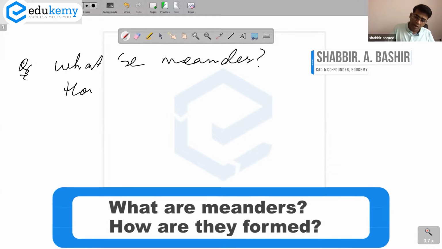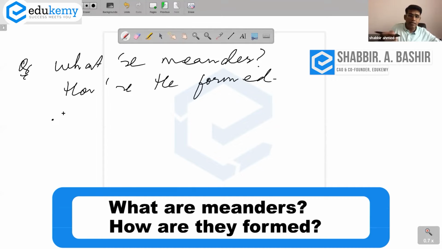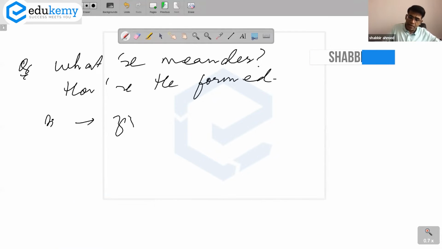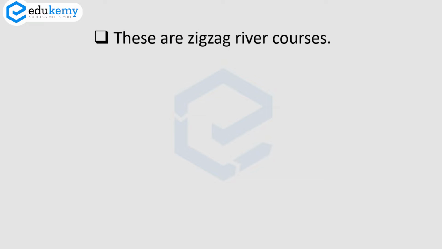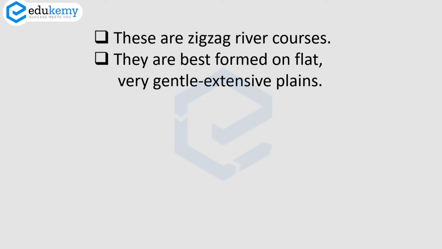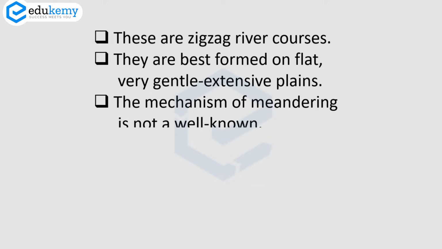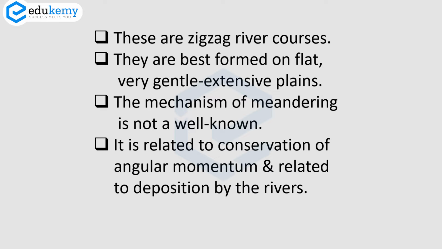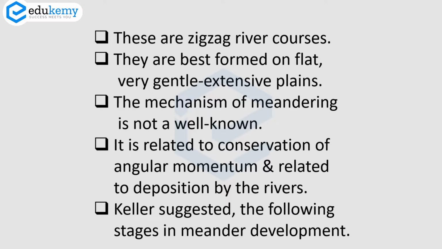What are meanders? How are they formed? Meanders are zigzag river courses. They are best formed on flat, very gentle, extensive plains. The mechanism of meandering is not well known. It is related to conservation of angular momentum and to depositions by the river. The exact mechanism is not known. Keller suggested the following stages in meander development.